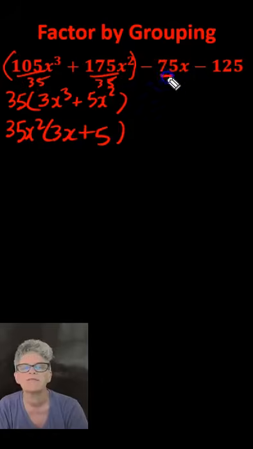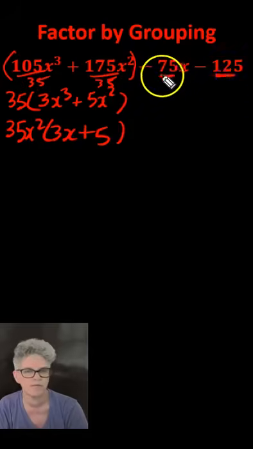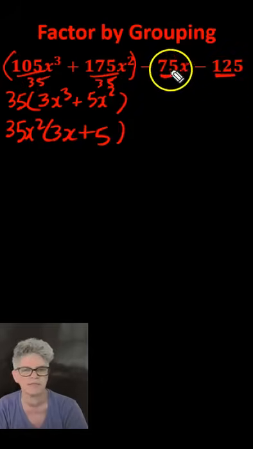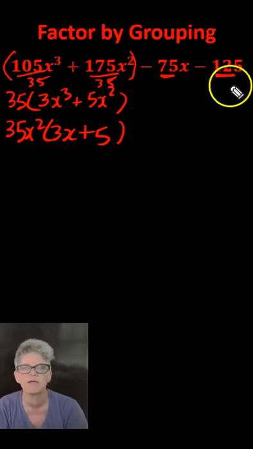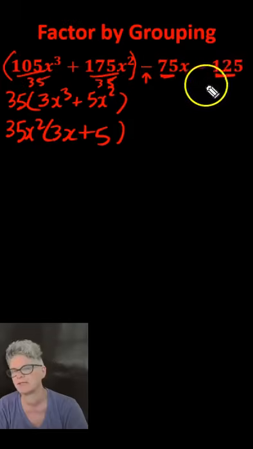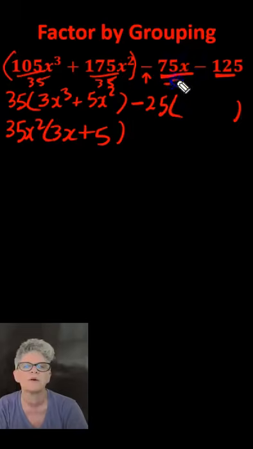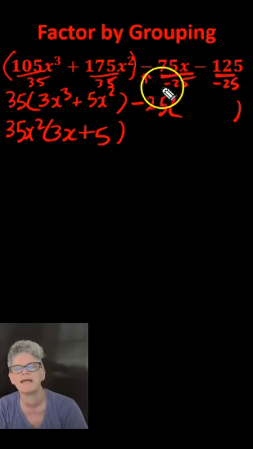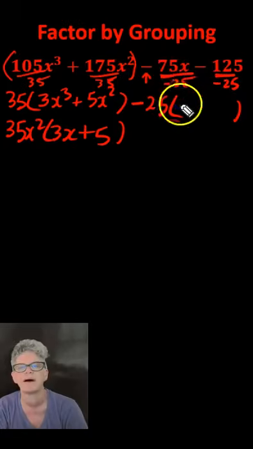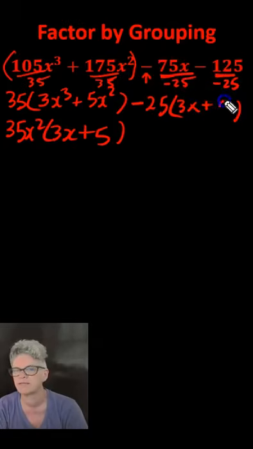Now, with 75 and 125, they have a 25 in common. 75 is 25 times 3. 125 is 25 times 5. Since the leading term there from left to right is a negative sign, I'm going to take out a negative 25. So what am I left with? Well, if I divide both terms by negative 25, the negative signs cancel and I'm left with positive 3x. The negative signs cancel and I'm left with positive 5.